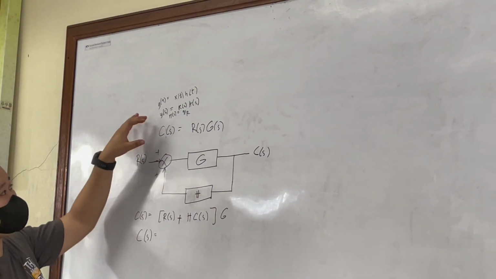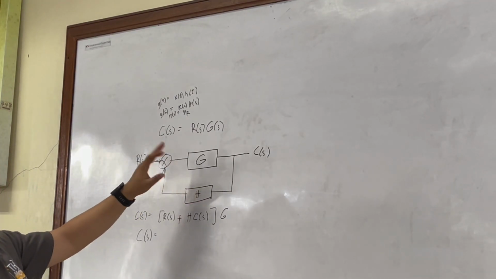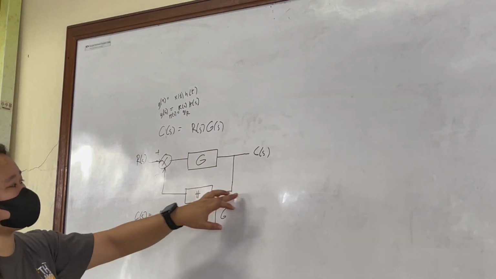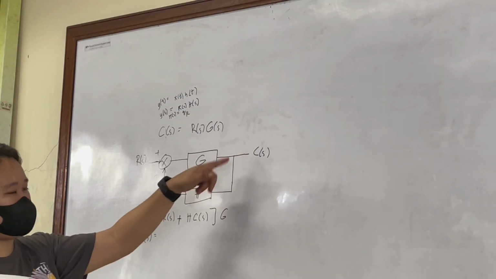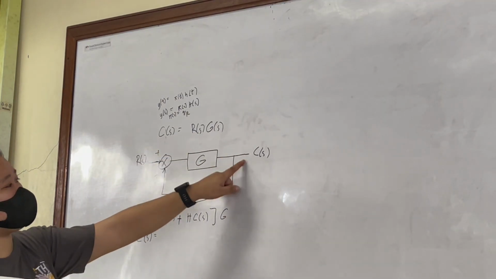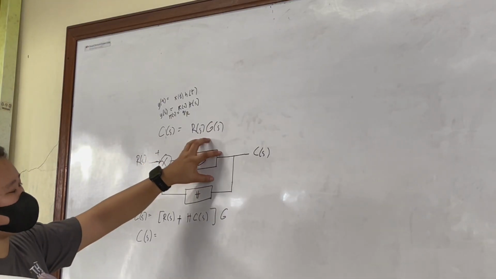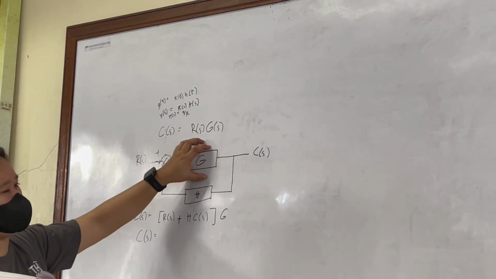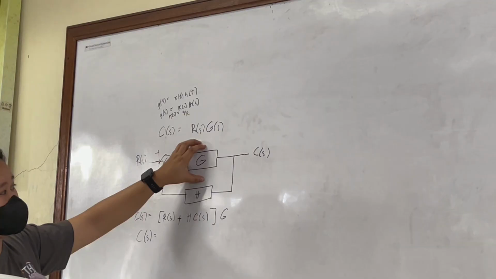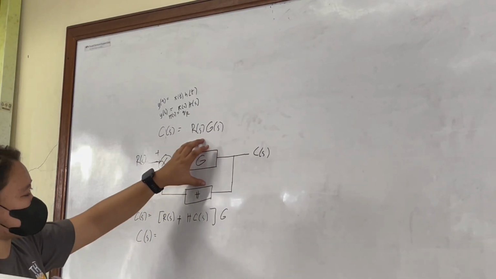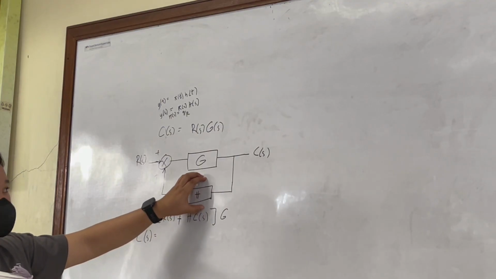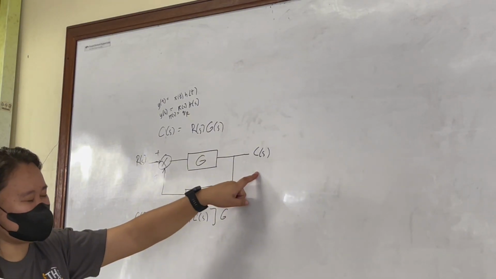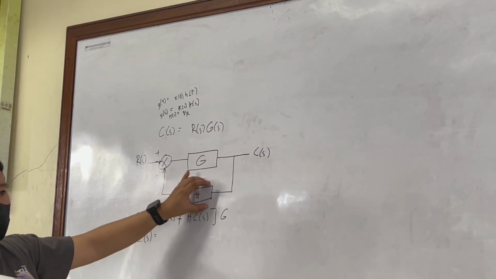Okay. So, C(S) in an open loop system is equal to R(S)G(S). That R(S)G(S) is fed back through the feedback path. It is connected to the transfer function block. So C(S) passes through H. So we have G(S)C(S) multiplied with the feedback transfer function.